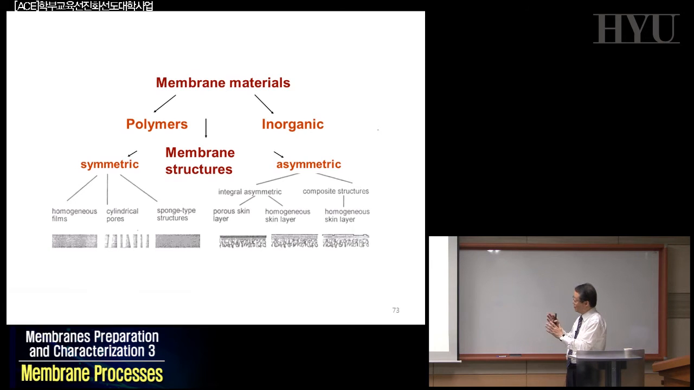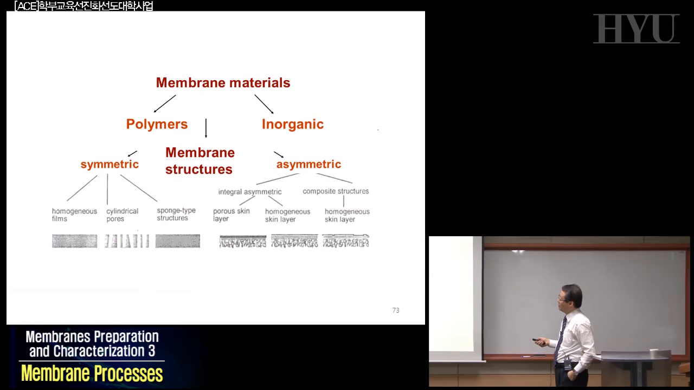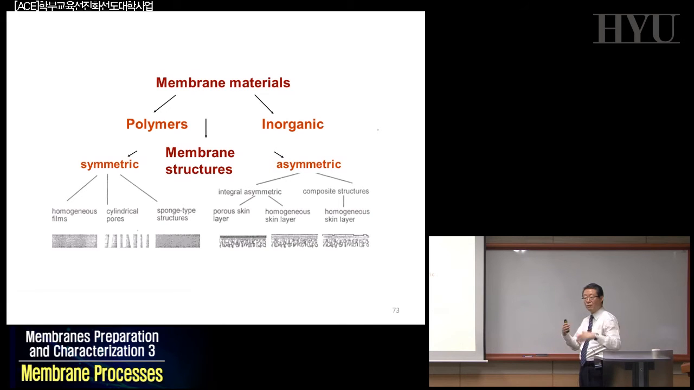So if we summarize, we can make a symmetric membrane. We have both polymers and inorganic materials. We can have very homogeneous films, dense films. We can have finger-like pores or sponge-like pores. We can make asymmetric structures with the same polymer, which is called the integrally asymmetric membrane. Or we can make a composite membrane with two different polymers or three different polymers. This is what they call composite membranes.